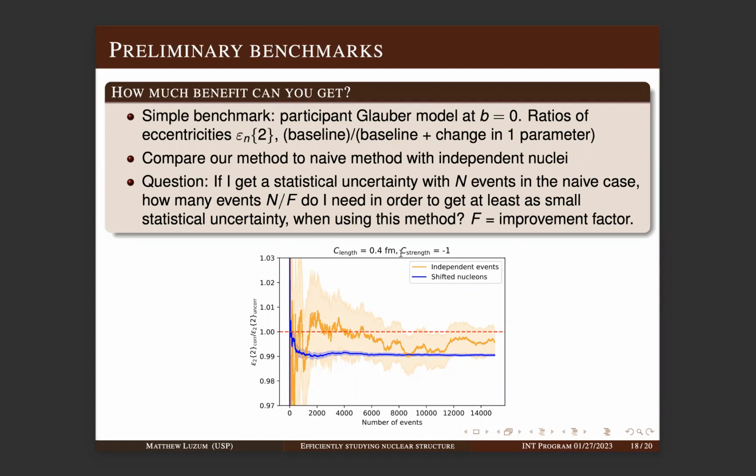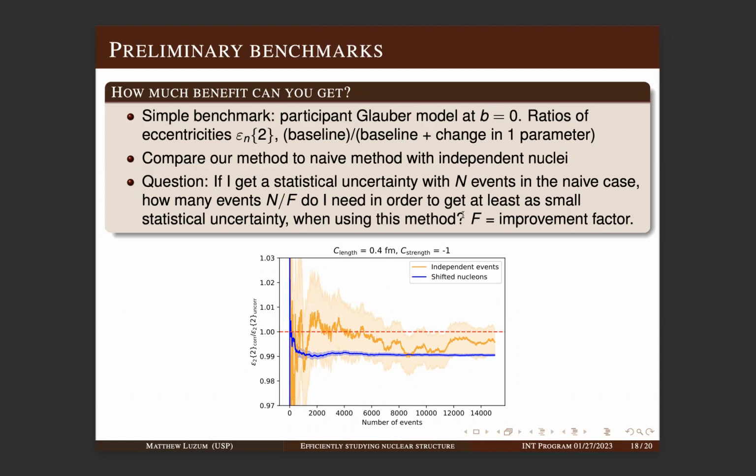And then you want to compare the method that I'm proposing to the usual method where everything is independent. Okay, so you can already see there's a difference. Is the band the statistical error bar? Yeah, I estimate a statistical error bar with jackknife resampling, just by removing events one by one.